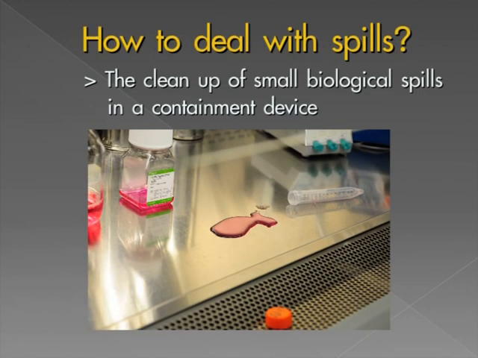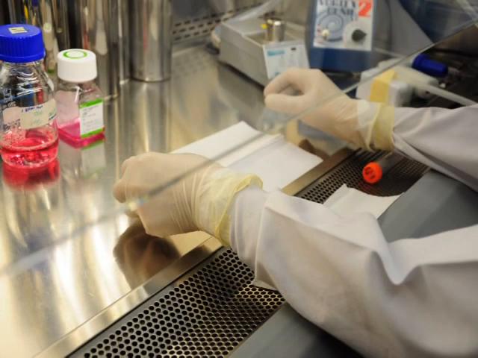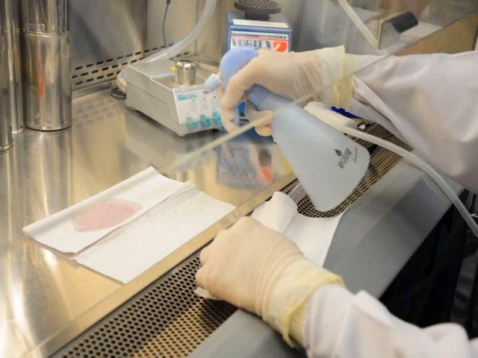How to deal with spills. Cleaning up small biological spills in a containment device. When you clean up small biological spills in a contained space, such as a biological safety cabinet or centrifuge, carefully follow these steps. First, stop work and carefully cover the spill with paper towels, starting from the outside of the spill and working inward toward the center. Then, gently apply an appropriate decontamination solution to the paper towels.